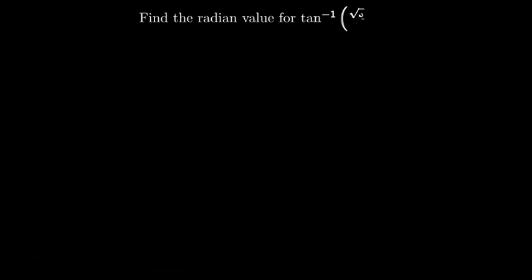Find the radian value for the inverse tangent of the square root of 3 over 3. In other words, we want to find the angle whose tangent is square root of 3 over 3. We are looking for an angle theta whose tangent is square root of 3 over 3, where theta is between negative pi over 2 and pi over 2 radians.